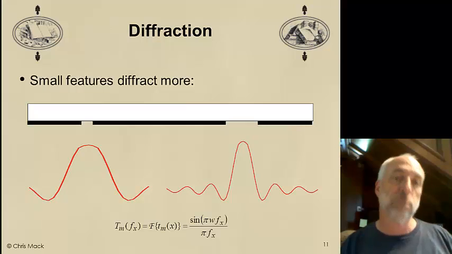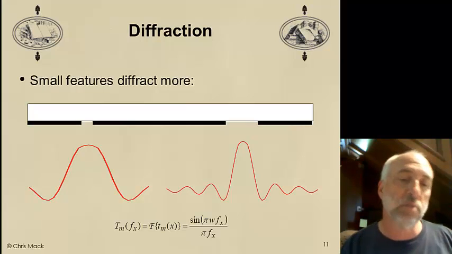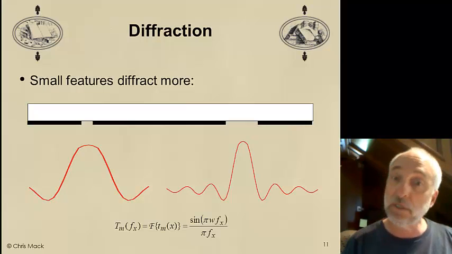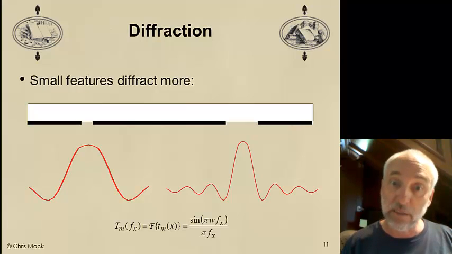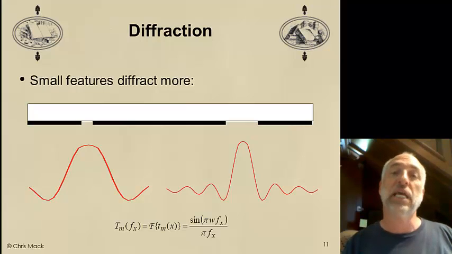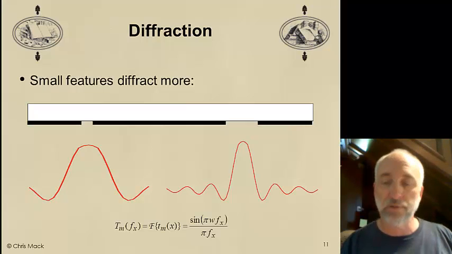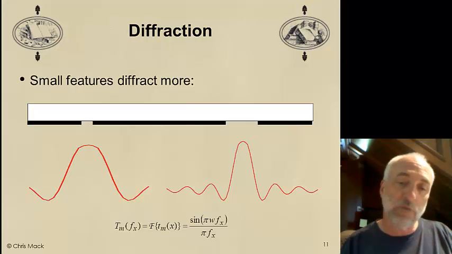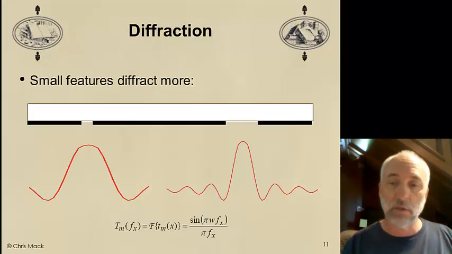Small features diffract more. This is one of the most fundamental things about lithography that we need to understand, because our goal is going to be to print smaller and smaller features, and the fact that small features diffract more is going to play an intricate role in our understanding of the concept of resolution and how small a feature we can actually print with our imaging tools.